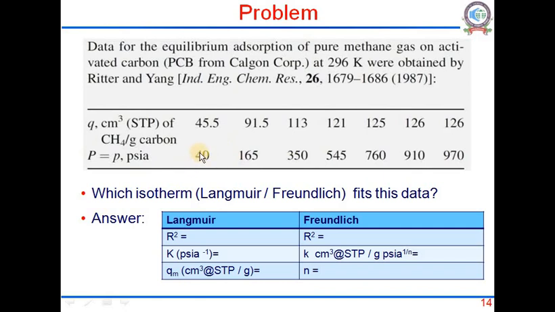What I would like you to calculate is which isotherm, Langmuir or Freundlich, fits this data. Look at the previous video on types of isotherms and how to calculate the parameters for each of them. You can pause this video and try doing this problem now. Calculate the R square value if you try to fit the Langmuir isotherm, the value of the equilibrium constant K, and the value of Qm. If you try to fit a Freundlich isotherm, what is the R square value, what is K, and what is the value of N. Try doing this yourself. Pause the video, and once you are done, you can proceed to check your solution.